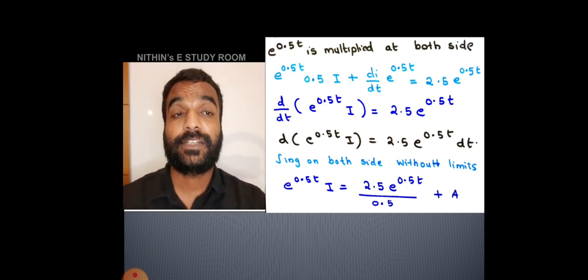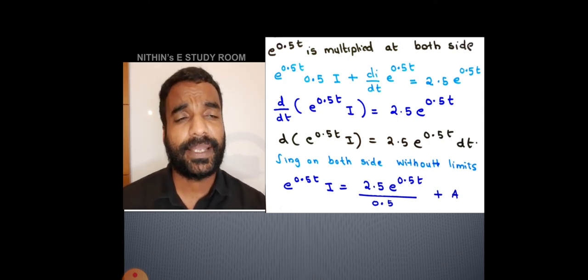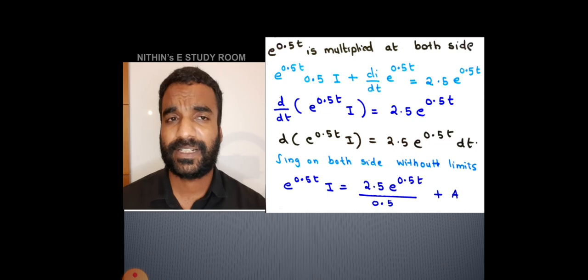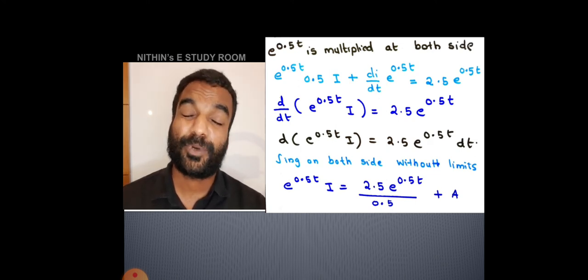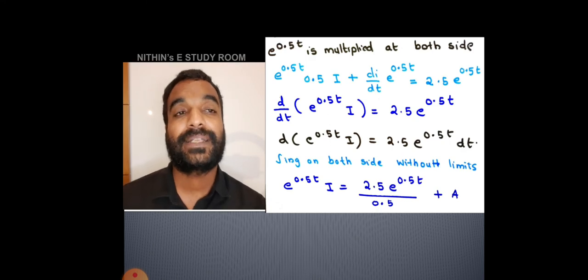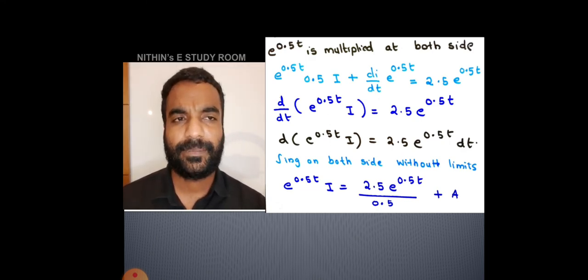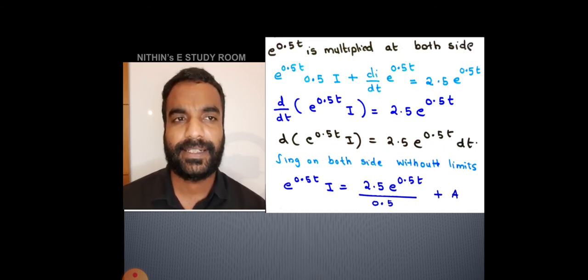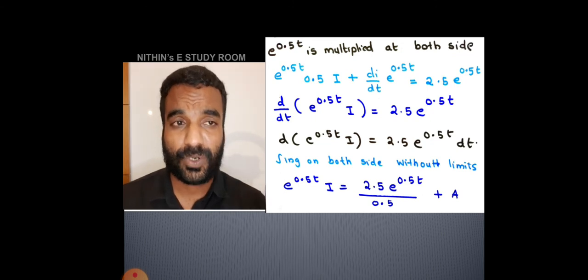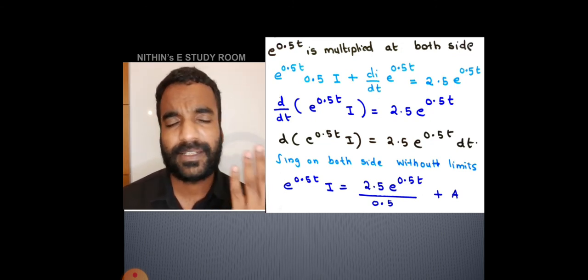Now, integrating both sides without limits. In such cases, the integration will be conducted like this only. So, e raised to 0.5t into I is equal to, because differential and integration cancel, the integral of 2.5 e raised to 0.5t, which gives 2.5 e raised to 0.5t divided by 0.5, plus a. For this anti-differential term, we have to take a plus a with the result of integration. In all cases, we are taking like this. A is an arbitrary constant. It may be 5, 10, any such value. We have to find the value of a.